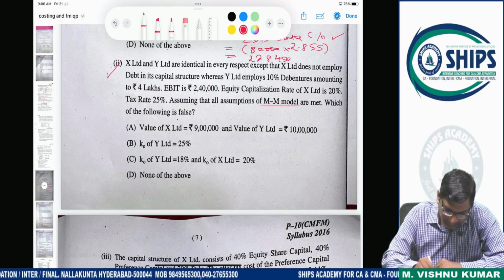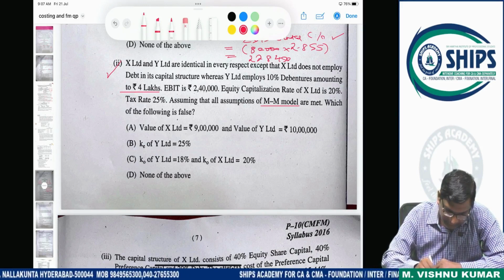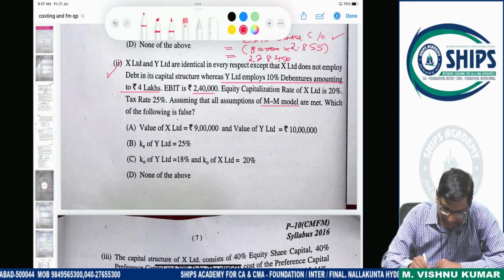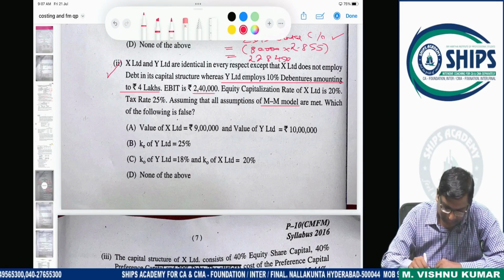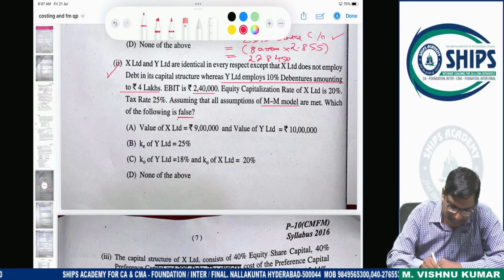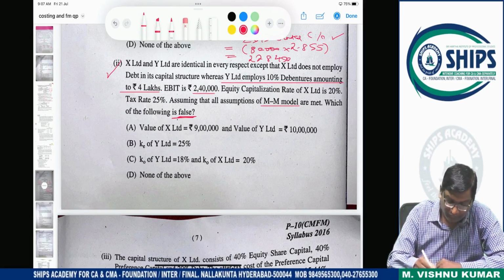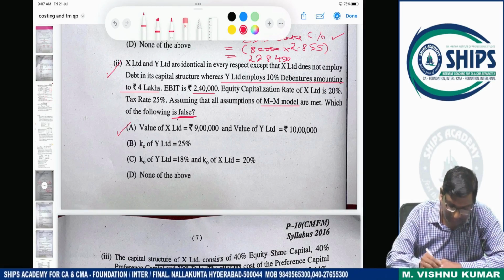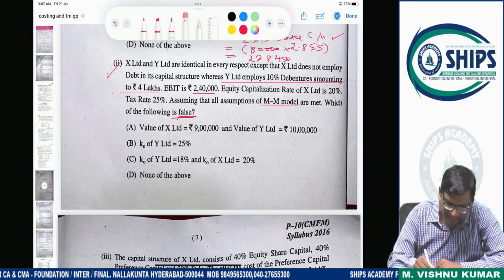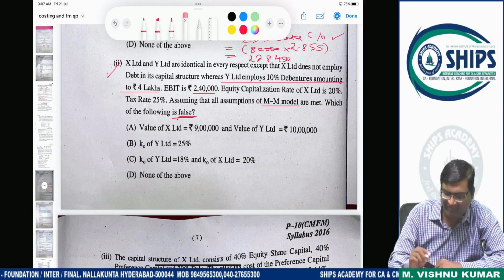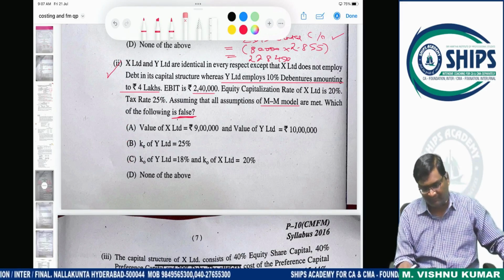So 10% debentures of 4 lakh rupees are there in Y Limited. EBIT 2,40,000 is given, equity capitalization rate 20%, tax rate 25%. Assuming that all assumptions of the model are met, which of the following is false? We have to pick the false one, not the true one. So to pick the false statement, you have to check whether each is correct or wrong. It means I have to check all this calculation. That's why this is not perfectly suitable for 1 mark.